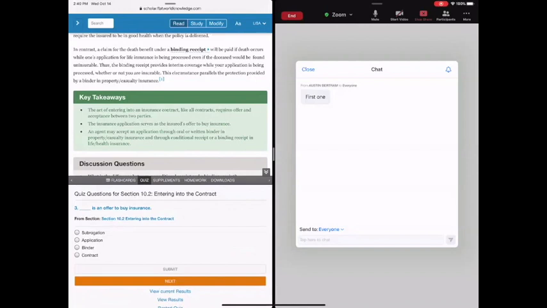Blank is an offer to buy insurance. Which of these is an offer to buy insurance?